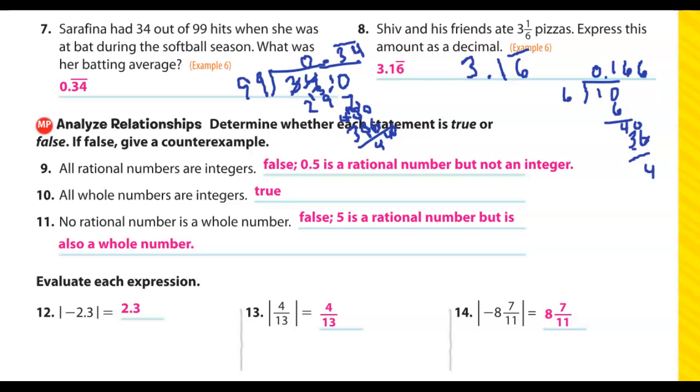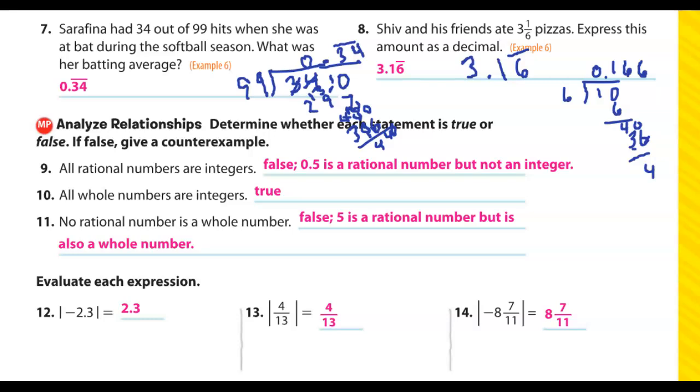All whole numbers are integers. That is true. So every single one of the whole numbers is also an integer. But not all integers are whole numbers, because if they're negatives, they can't be a whole number. No rational number is a whole number. That is false. Every single whole number is a rational number. 5 is a rational number, but it's also a whole number, is their example.